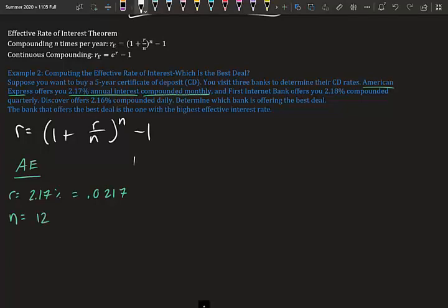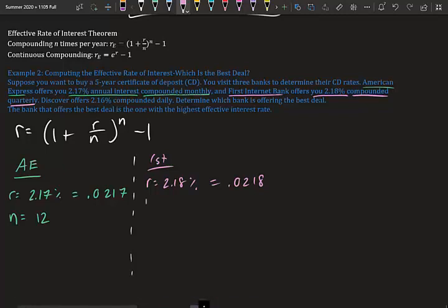All right, next we have First Internet Bank. They're offering 2.18%, so the rate is 0.0218, and it's compounded quarterly. So a quarter is 3 months, so there are 4 quarters in a year. So we have n equals 4.